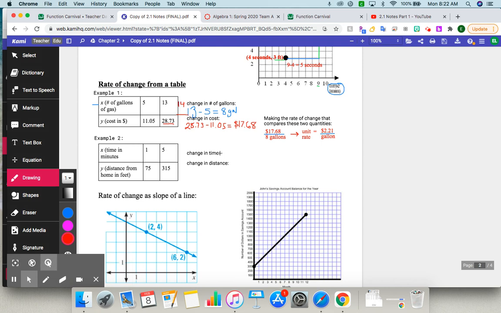Pause the video to see if you can find the rate of change on your own for example number 2. Once you've done that, go ahead and hit play again to see if your answer matches up.